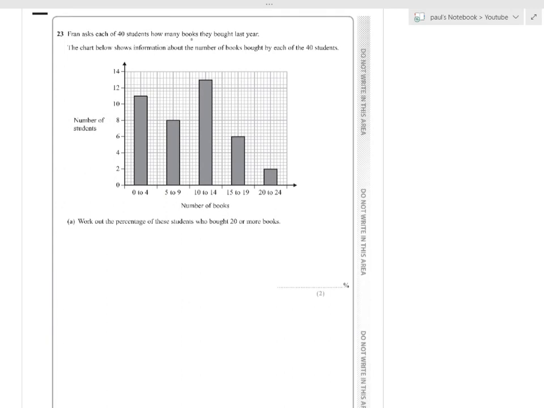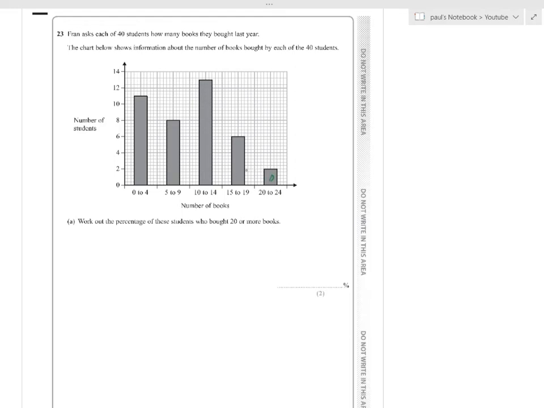Fran asked 40 students how many books they bought last year. The chart below is information about the number of books bought by each of the 40 students. So number of books, 0 to 4, 5 to 9, and so on. What percentage of the students bought 20 books or more? 20 books or more is here, right?